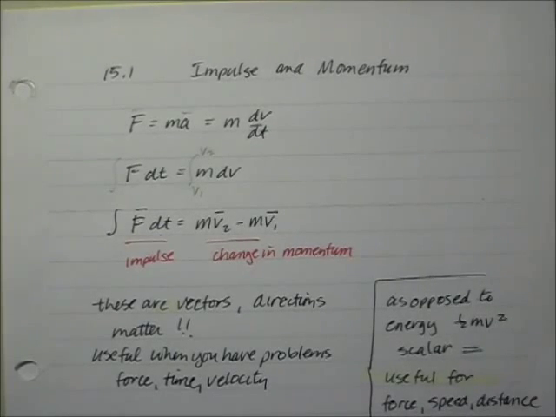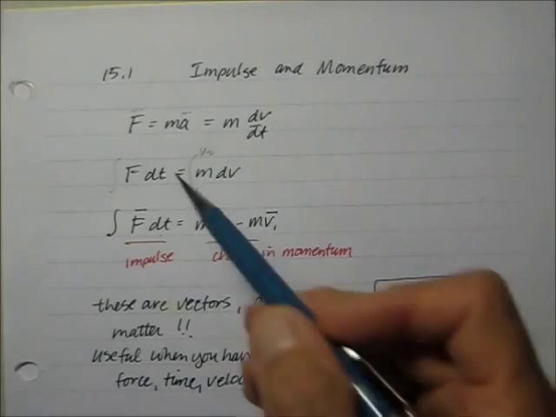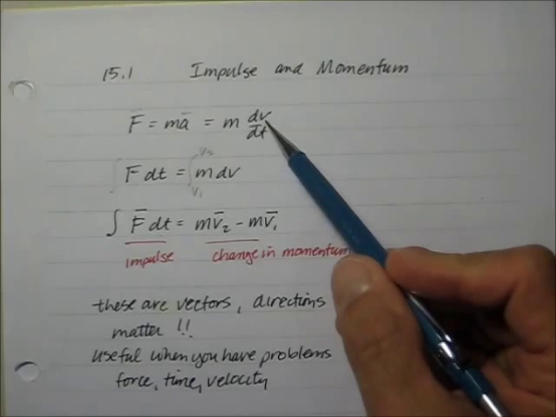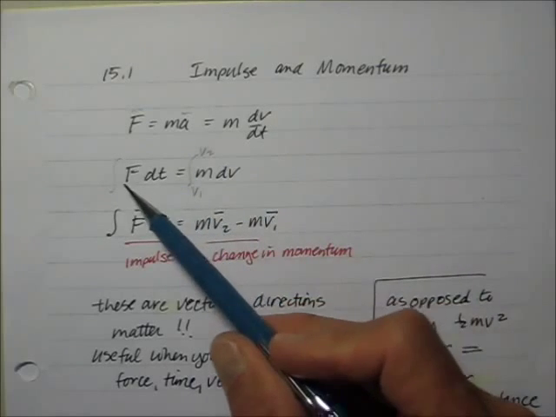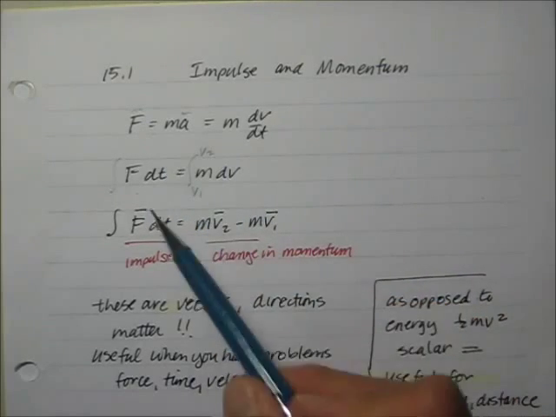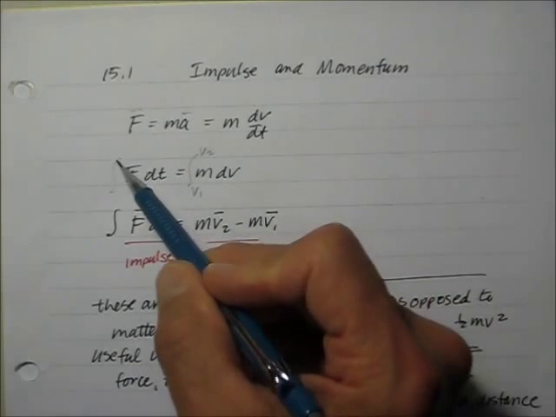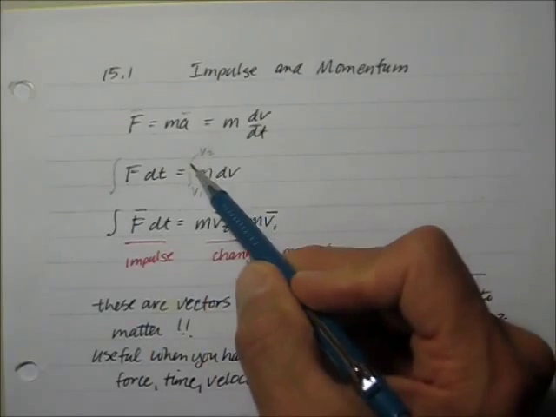Well, I'd like to introduce you to impulse and momentum. We're going to start with Newton's second law, F equals ma, and a is defined as dv/dt. We'll see that we can bring dt over to that side, and we have F dt is equal to m dv. We now have something we can integrate, and we'll integrate both sides.